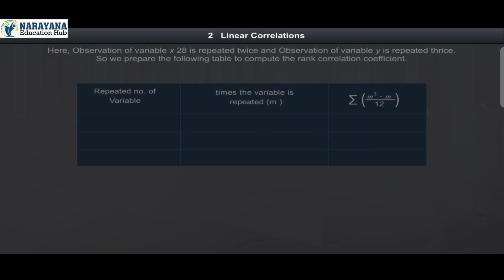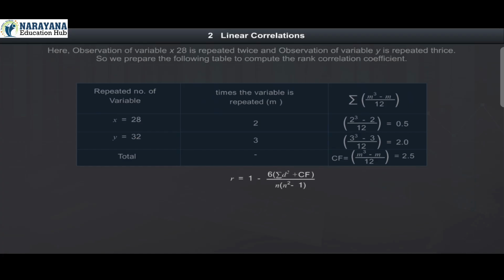Repeated number of variable, the number of times the variable is repeated, m. Sigma m cube minus m divided by 12. X is equal to 28: 2 cube minus 2 divided by 12 is equal to 0.5. Y is equal to 32: 3 cube minus 3 divided by 12 is equal to 2.0. Total CF is equal to sigma m cube minus m divided by 12, is equal to 2.5.